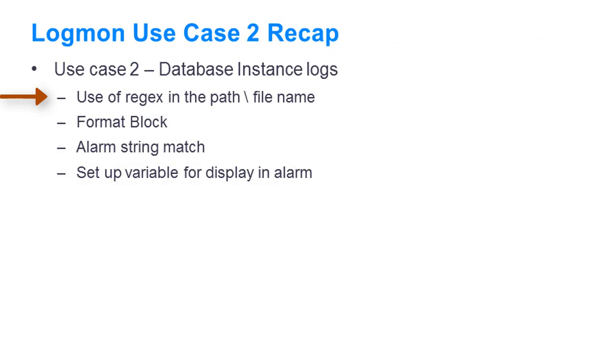In this use case, we set up a Logmon profile to monitor multiple log files in different directories using a regular expression in the file name field. We set up a format block to capture and separate the information we are looking for that was on multiple lines. We then set up a variable for display in the alarm.